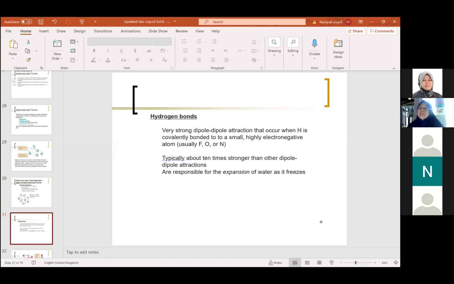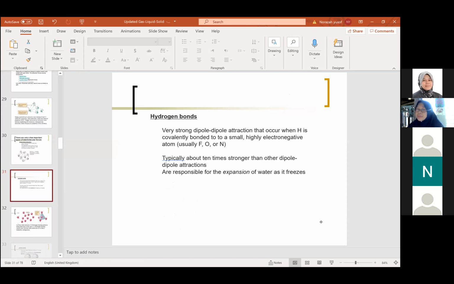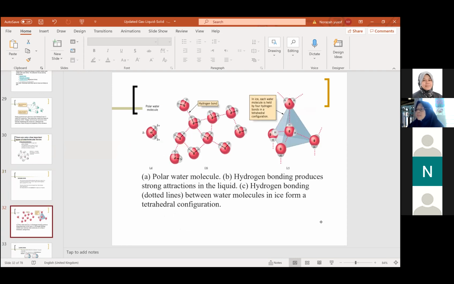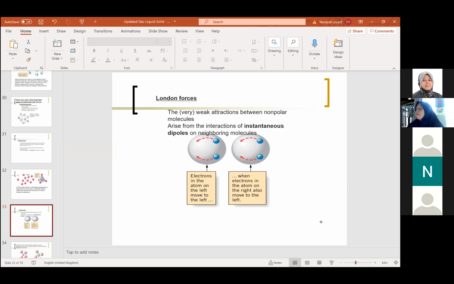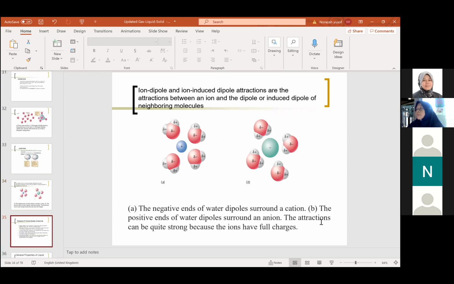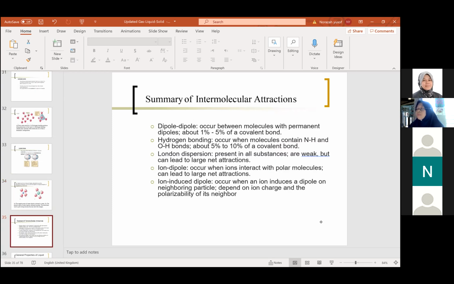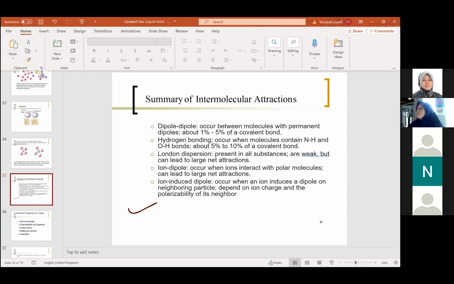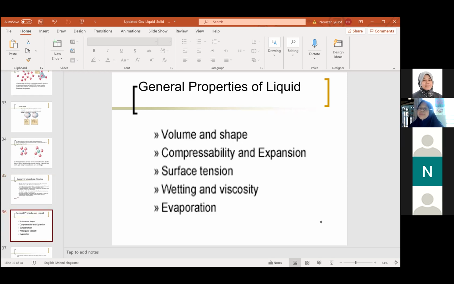So what is a hydrogen bond? Definition, giving examples. Van der Waals forces or London forces, dipole-induced dipole or ion-induced dipole. So this is very important.